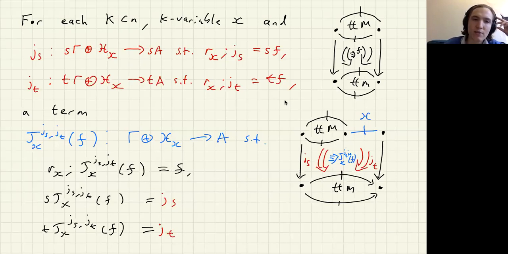So rather than just taking a term f and a variable x, we need to start with a term f and a variable x, and also some data that says what we're doing in lower dimensions. So that's what these JS and JTs are. But then once we've chosen those JS and JTs, then we have a new J term on f, as in the previous slide. And when we substitute in the reflexivity terms, we'll get back our term f.